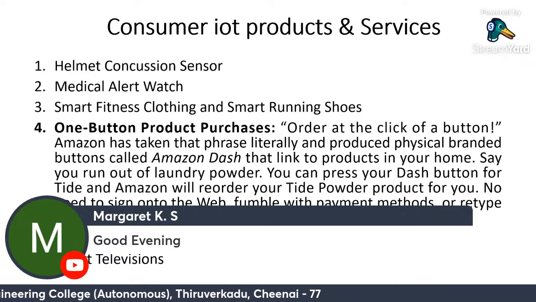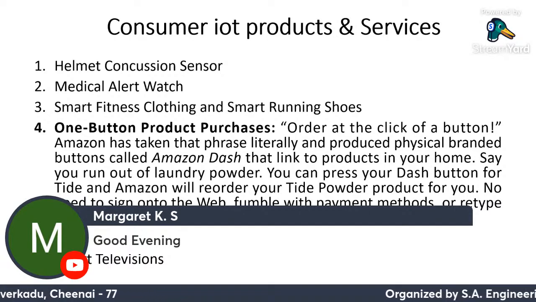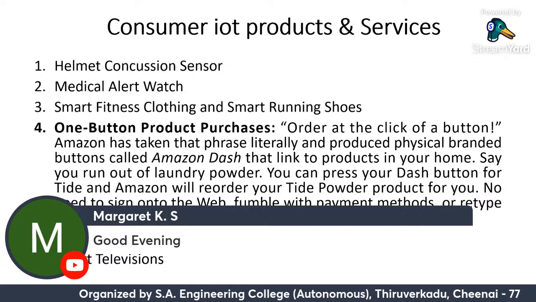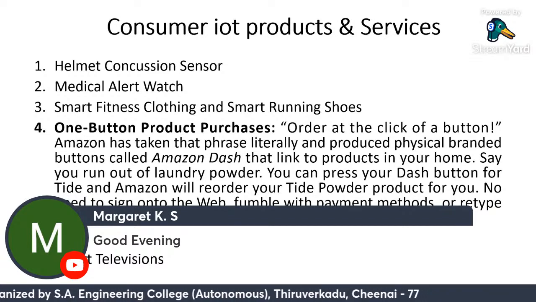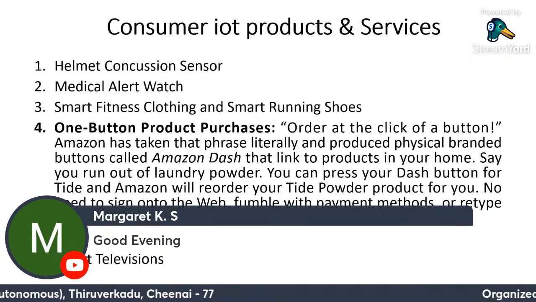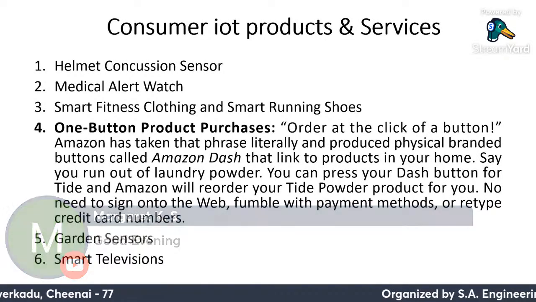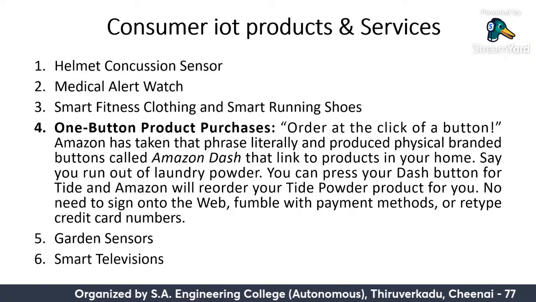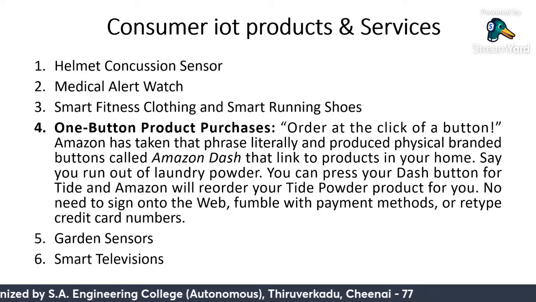And one button product purchase. It is a software based IoT application which is used in Amazon. With Dash, if you need to buy a product such as laundry powder or grocery items, we don't need to enter the address or payment, we can just click it and it automatically sends the address. At first registration it collects our credit card and debit card data, so that it can buy by itself and send it to the user. So it is a convenient and time saving method.